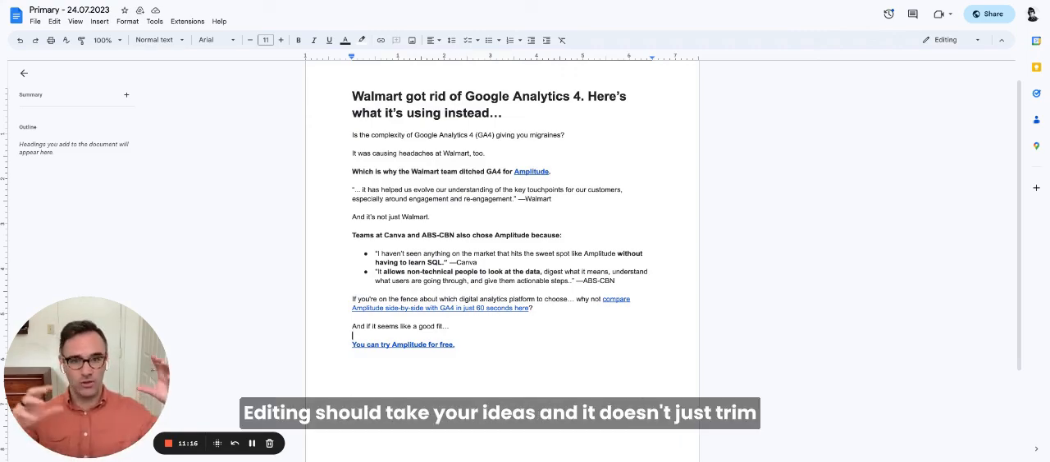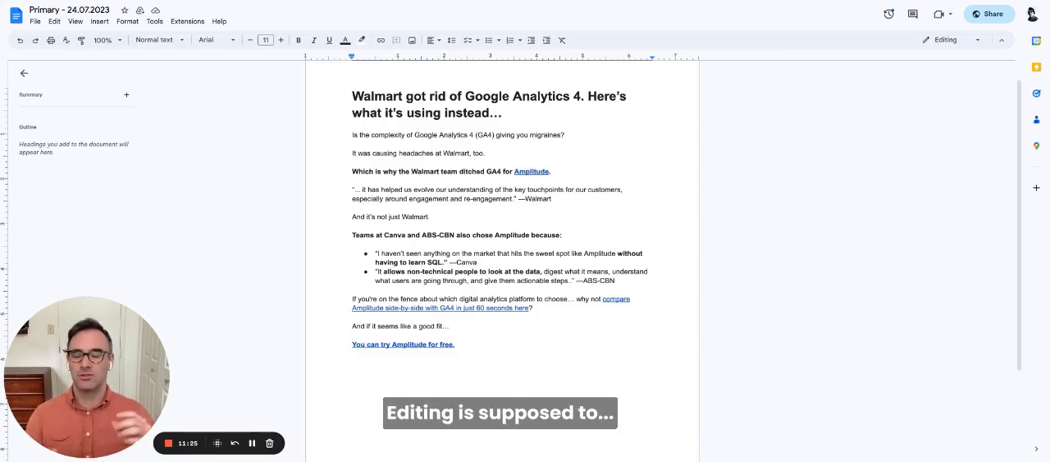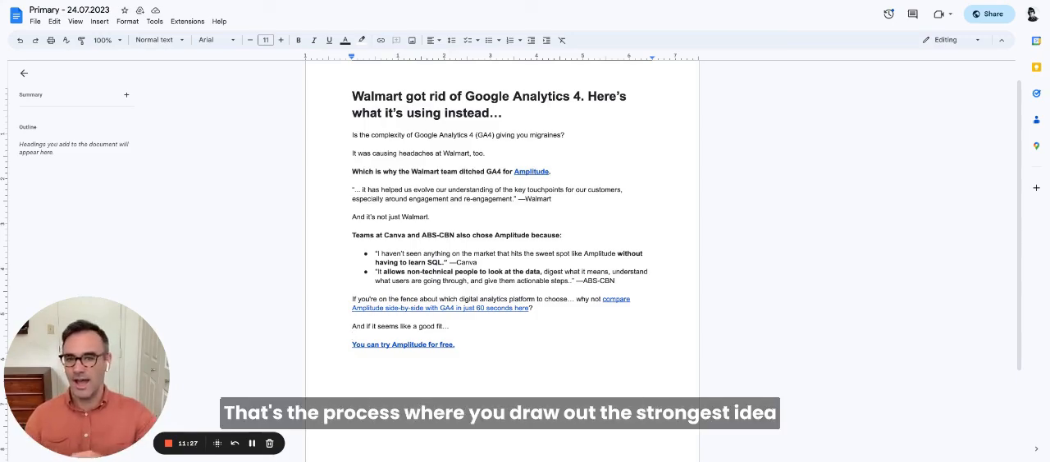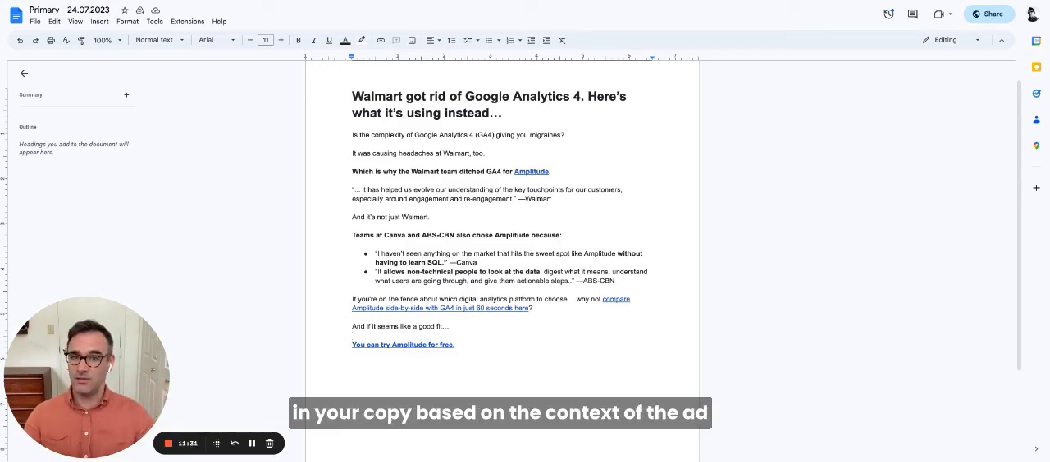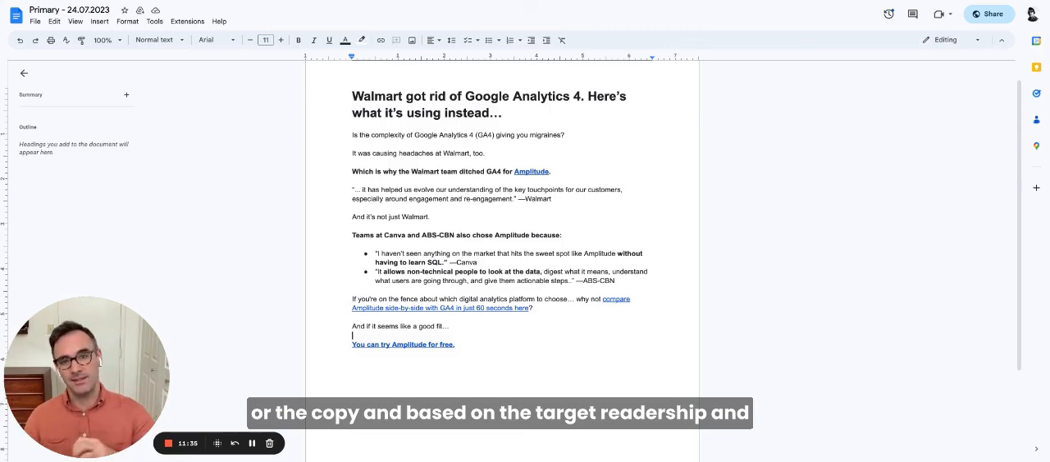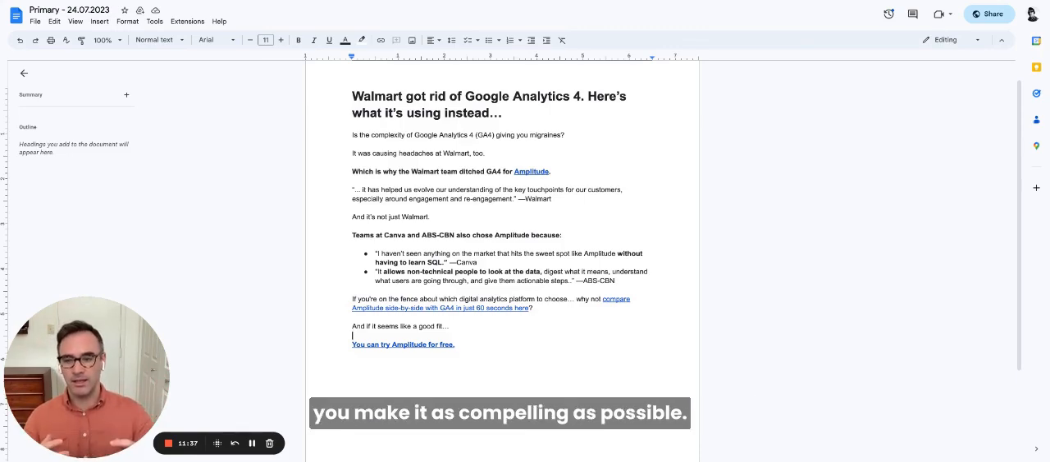Editing should take your ideas, and it doesn't just trim them down or make the copy shorter. Editing is the process where you draw out the strongest idea in your copy based on the context of the ad or the copy and based on the target readership, and you make it as compelling as possible.